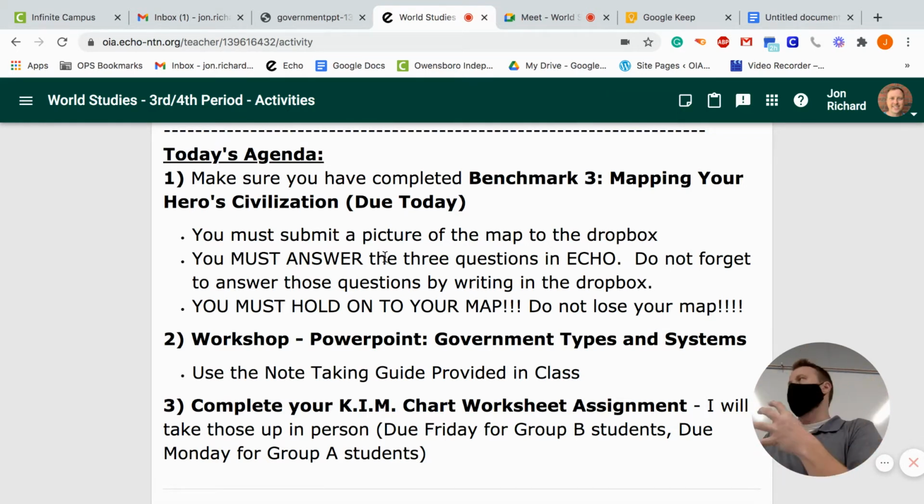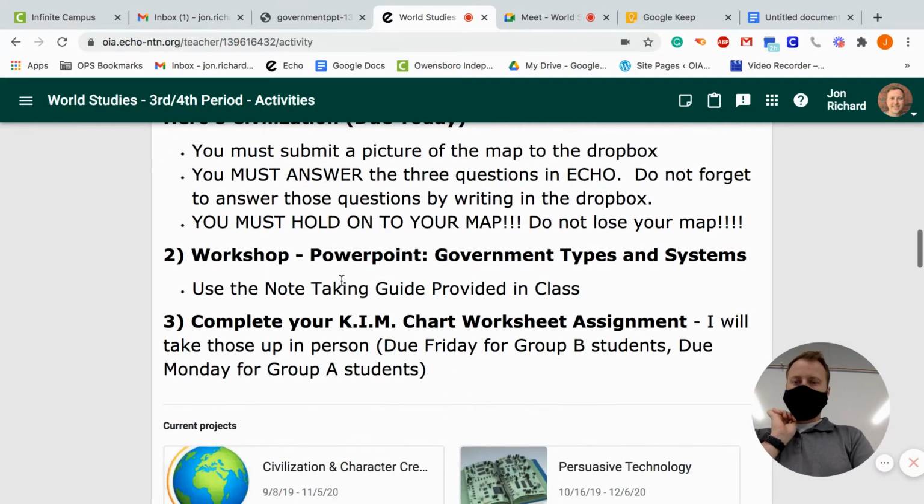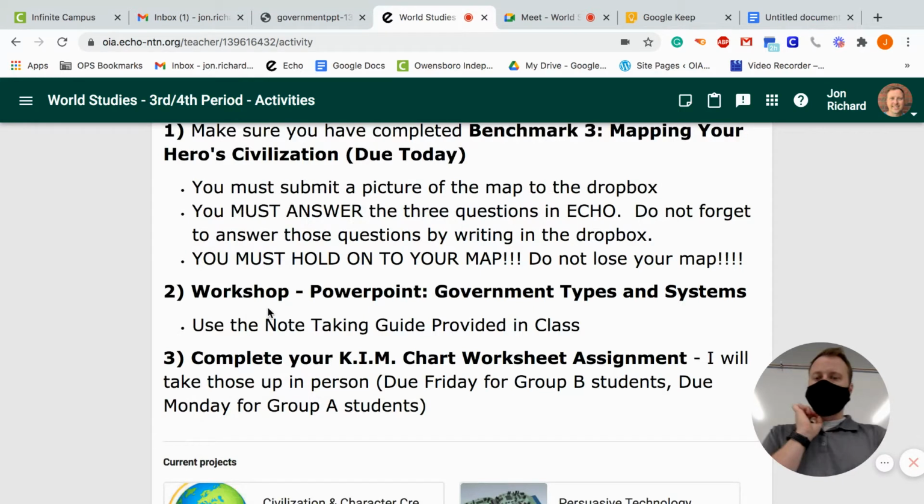2 of the questions have to do with geography. One's just kind of a fun, would you want to visit that place? Then you have to hold on to your map. Do not lose your map because you're going to use it on your profile that you're going to be making for Big Bang for your hero. The second thing we've got going on today is a workshop on PowerPoint government types and systems. We're about to do that in just a second.